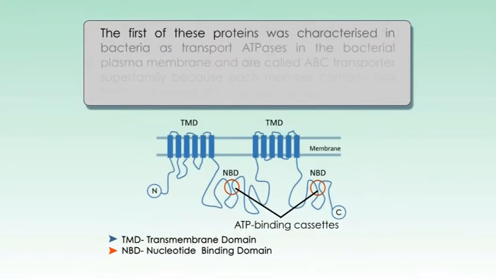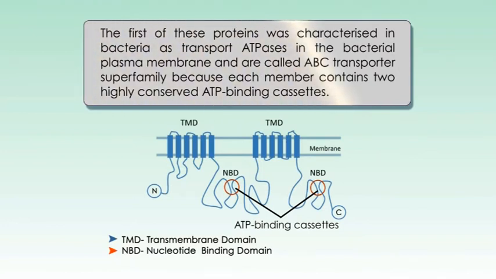The ABC or ATP binding cassette superfamily includes several hundreds of different transport proteins found in diverse organisms ranging from bacteria to humans. The first of these proteins was characterized in bacteria as transport ATPases in the bacterial plasma membrane and are called ABC transporter superfamily because each member contains two highly conserved ATP binding cassettes. In E. coli, about 80 genes which constitute 5% of the bacterium's genes encode ABC transporters. The human genome includes more than 150 ABC transporter genes.